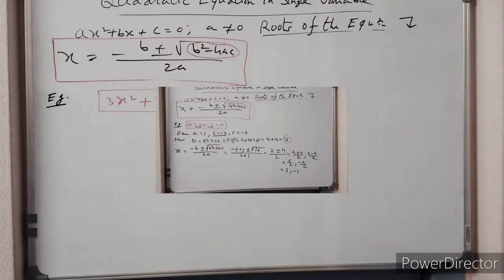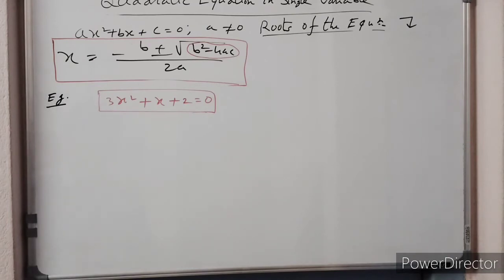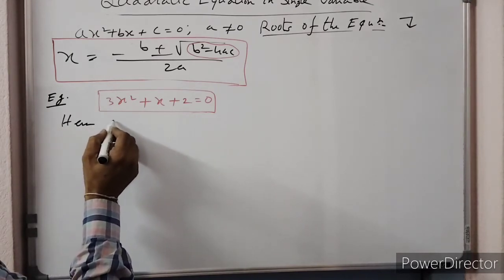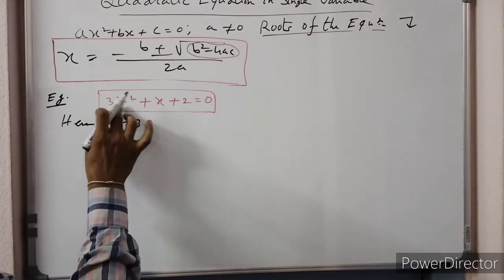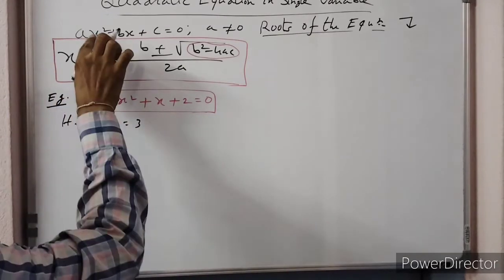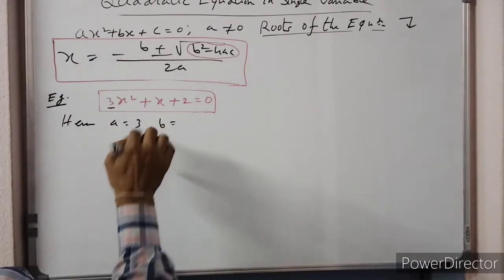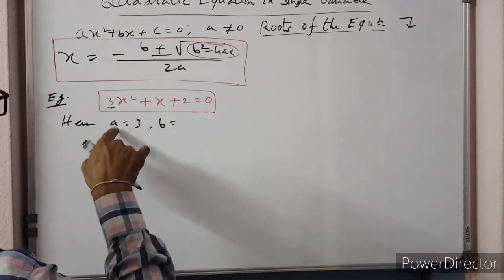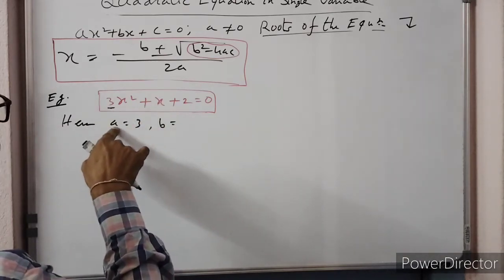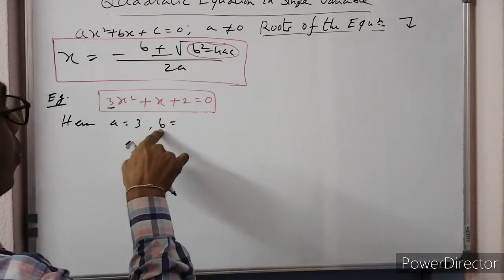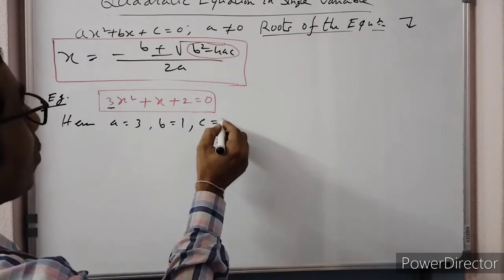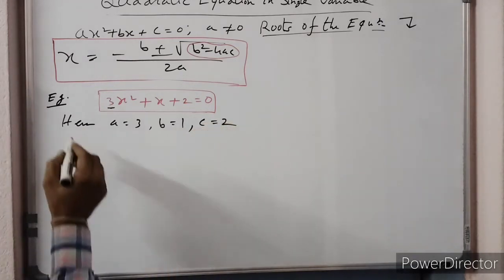Next, 3x square plus x plus 2 equal to 0. So here a equals 3. A is the coefficient of x square, and b is the coefficient of x. So the coefficient of x square is 3, the coefficient of x, b, is 1, and c equals the constant term 2.